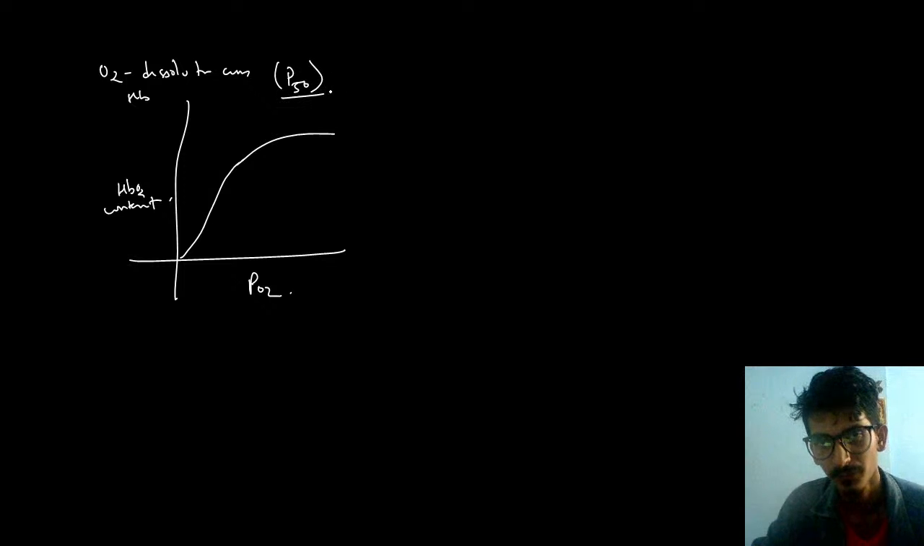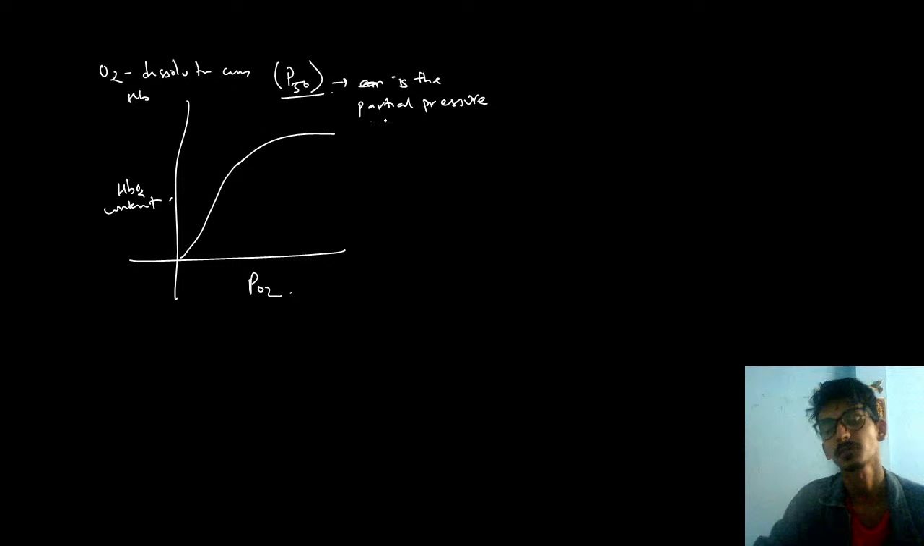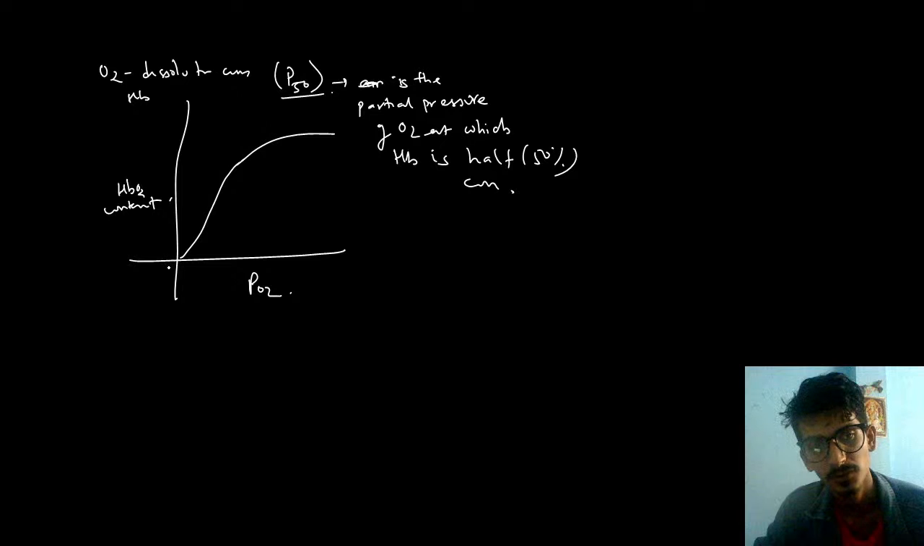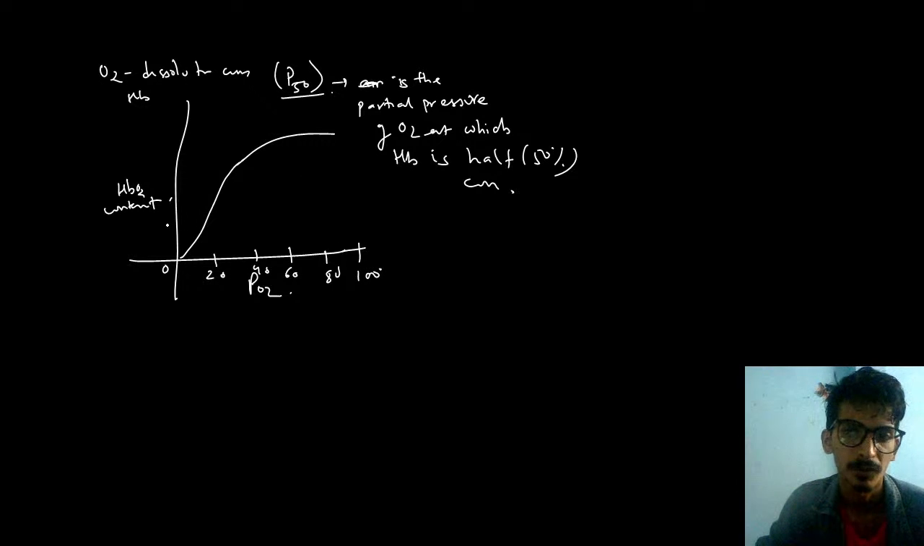Here we have to learn about the concept of P50. P50 is defined as the partial pressure of oxygen at which hemoglobin is half saturated, that is, 50% saturated. So suppose this is the partial pressure of oxygen: 0, 20, 40, 60, 80, 100, and this is the hemoglobin content. Suppose this is 0, 5, 10, 15, 20.